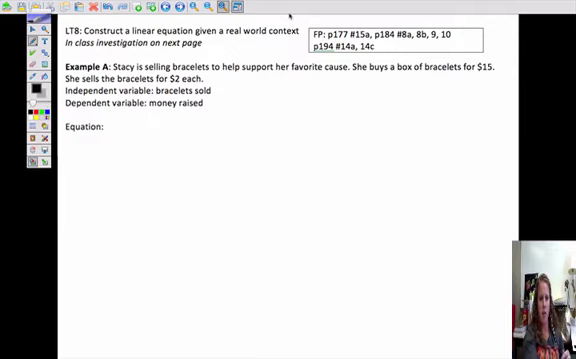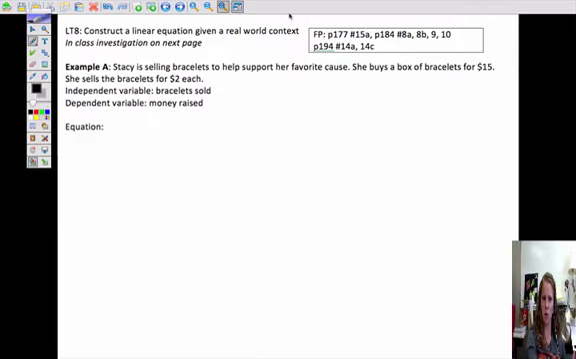All right, Unit 8, construct a linear equation giving a real-world context. So we're going to go back to, we've looked at equations on graphs, we've looked at the different forms of equations, and we've defined variables for these equations. So now we're going to construct these linear equations. And I think we've started to do this, and so I think it'll be a fairly easy transition for us.